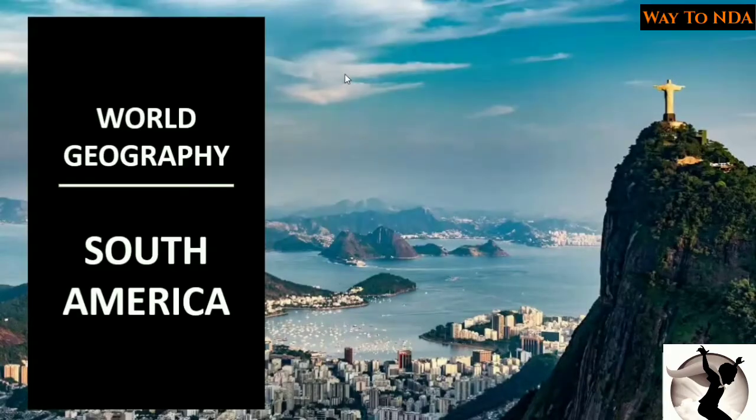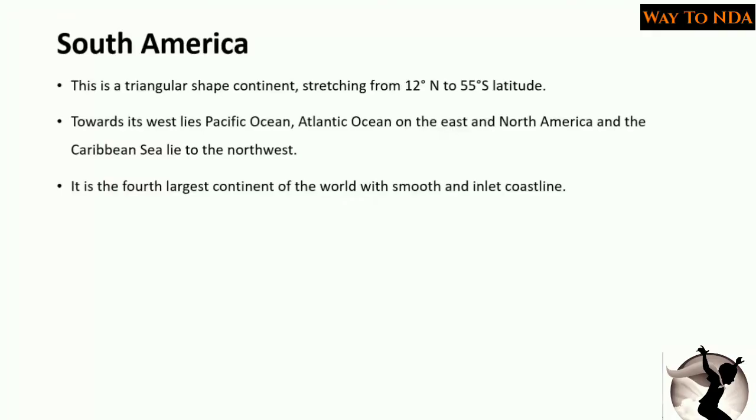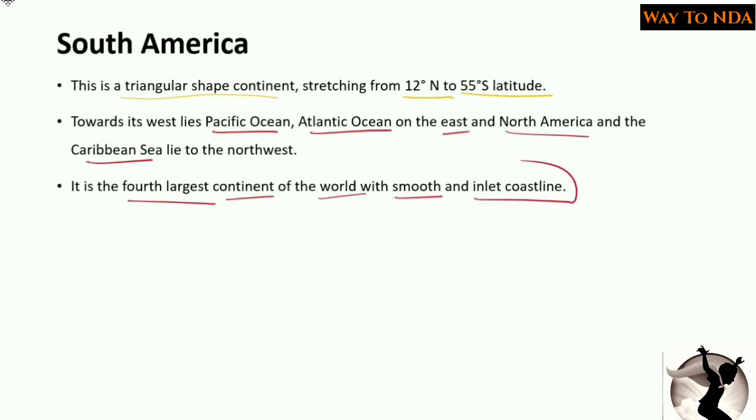World Geography series, we are going to study about South America. It is a very important continent. It is a triangular shaped continent stretching from 12 degrees north to 55 degrees south latitude. Towards its west there is the Pacific Ocean, and the Atlantic Ocean is on the east side, and in the north and northwest there is North America and the Caribbean Sea. It is the fourth largest continent of the world with a smooth coastline. So the coastline is quite smooth.